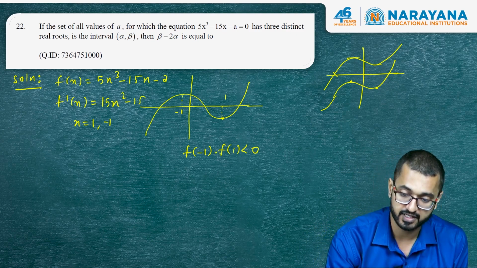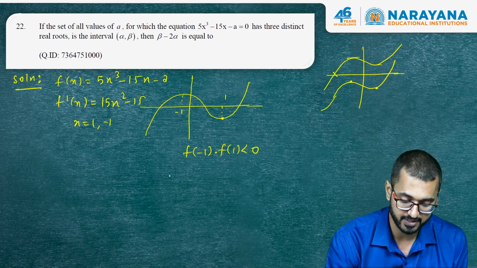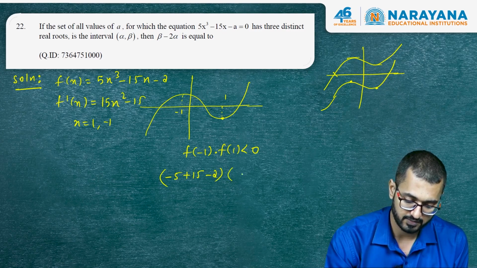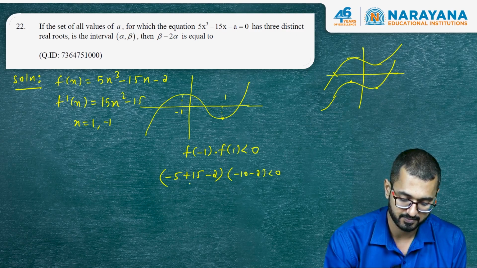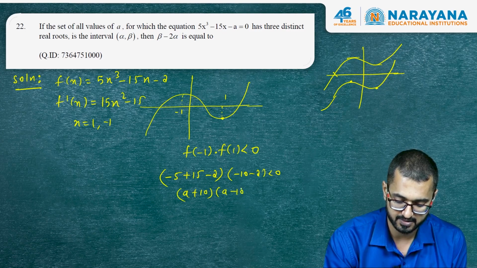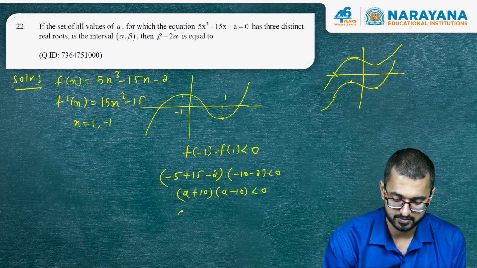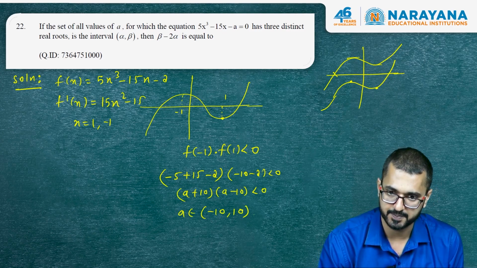So f of minus 1 and f of 1 is negative. So just plug in the values. So f of minus 1 will give me minus 5 plus 15 minus a into f of 1 will become what? Minus 10 minus a is negative. Alright, that means from here we get 15 minus 5 is 10. So a plus 10 and a minus 10 is what? Negative. So that means my a will belong to what? Minus 10 to 10. Alright, a will belong to minus 10 to 10.